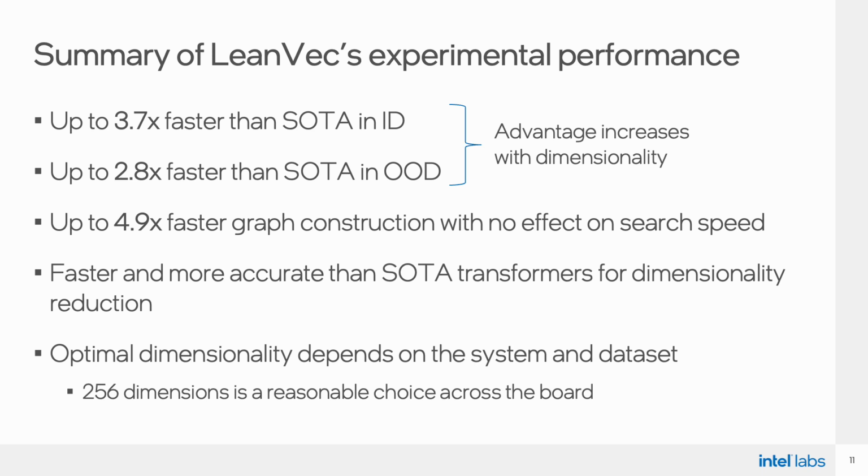Lastly, let me point out that the optimal dimensionality that we want to achieve with LeanVec depends on the system and the dataset, but 256 dimensions offers a very reasonable choice that works great across the board for many datasets and system configurations. So I invite you to take a look at the paper for more results and more technical details about our algorithm and our overall framework and innovations.